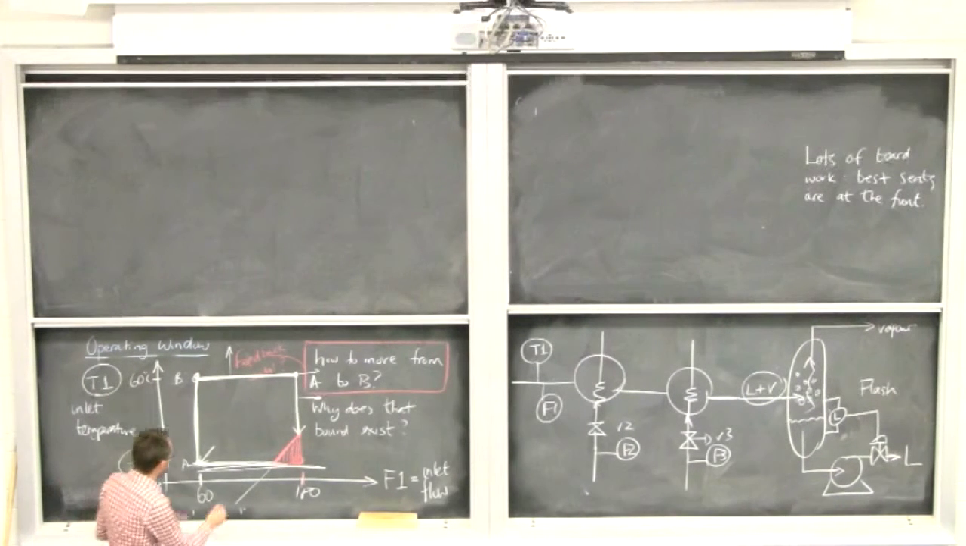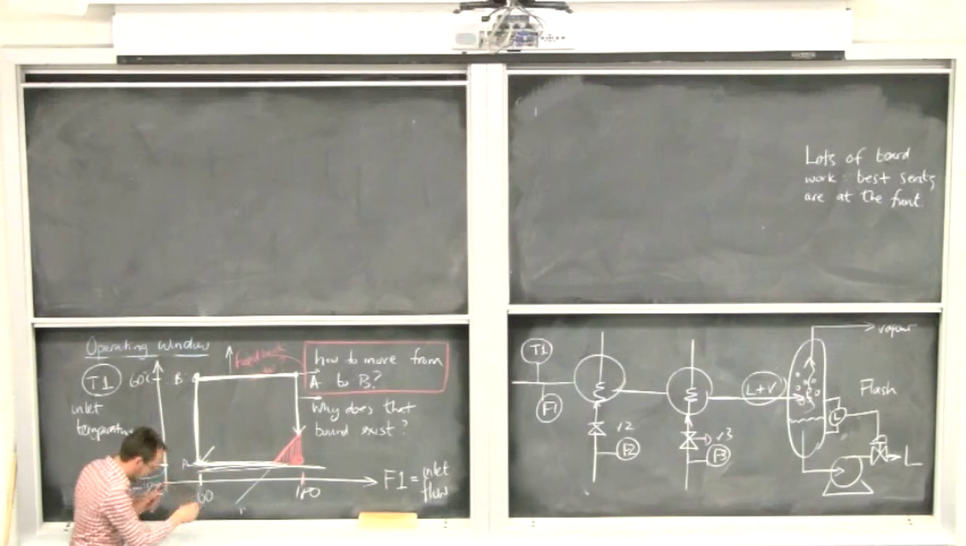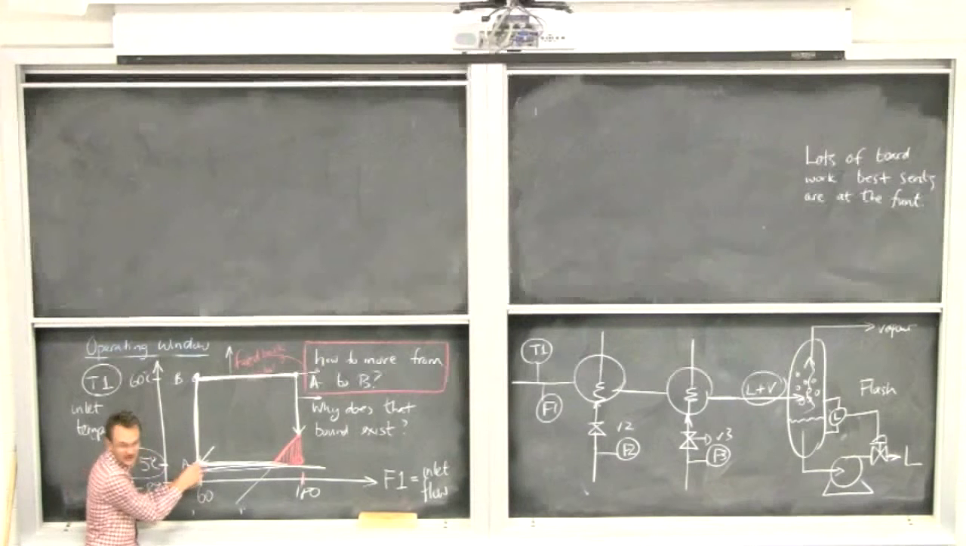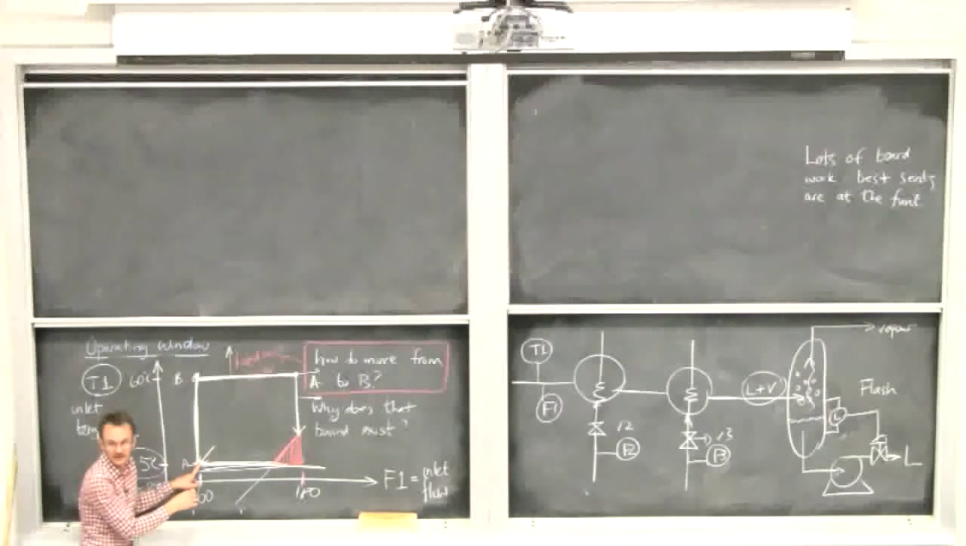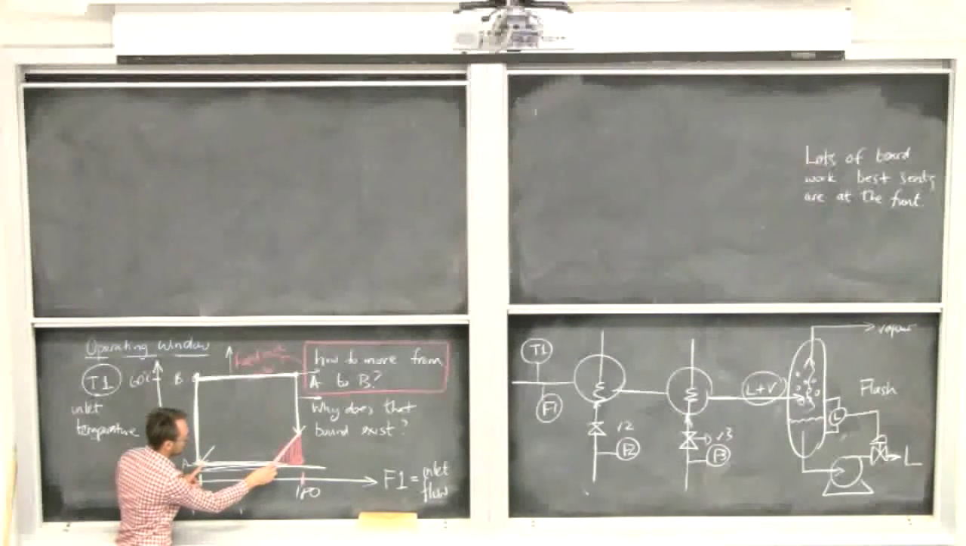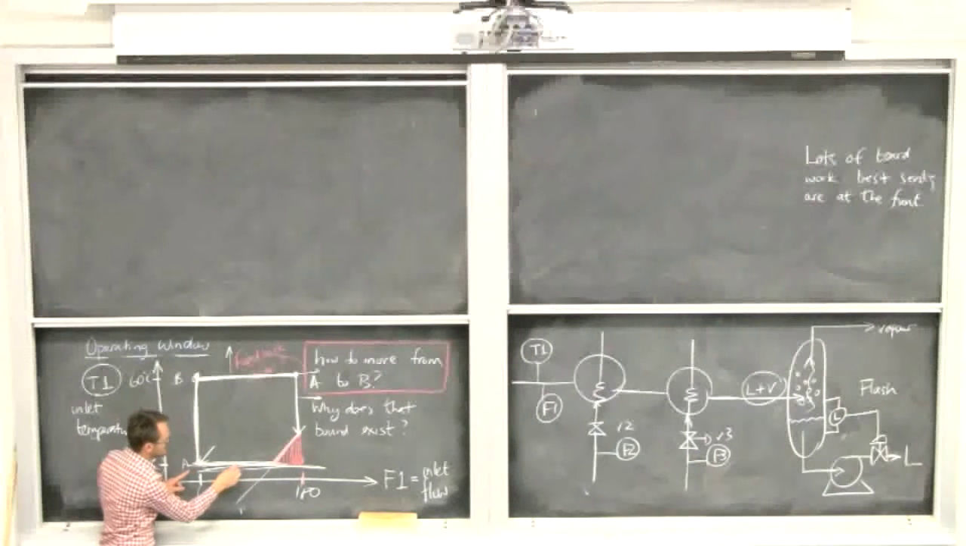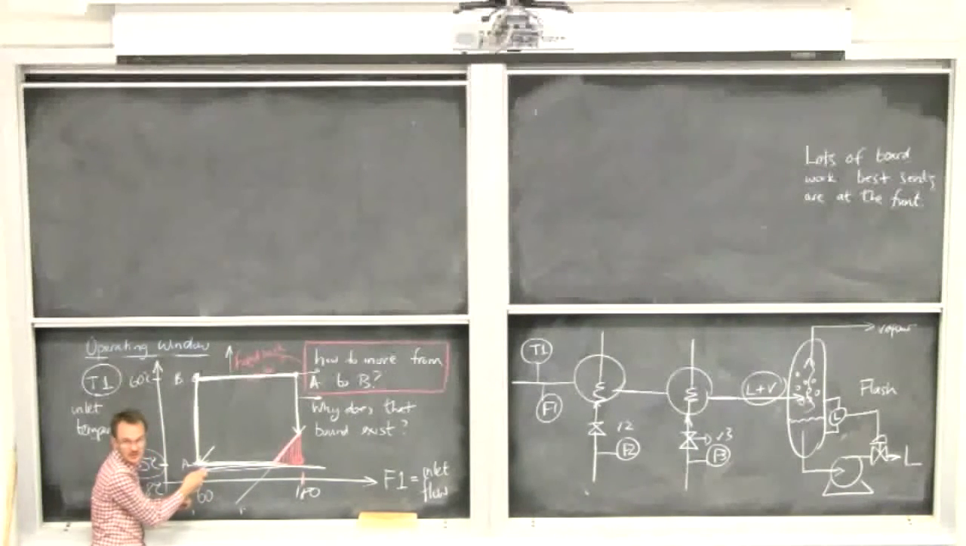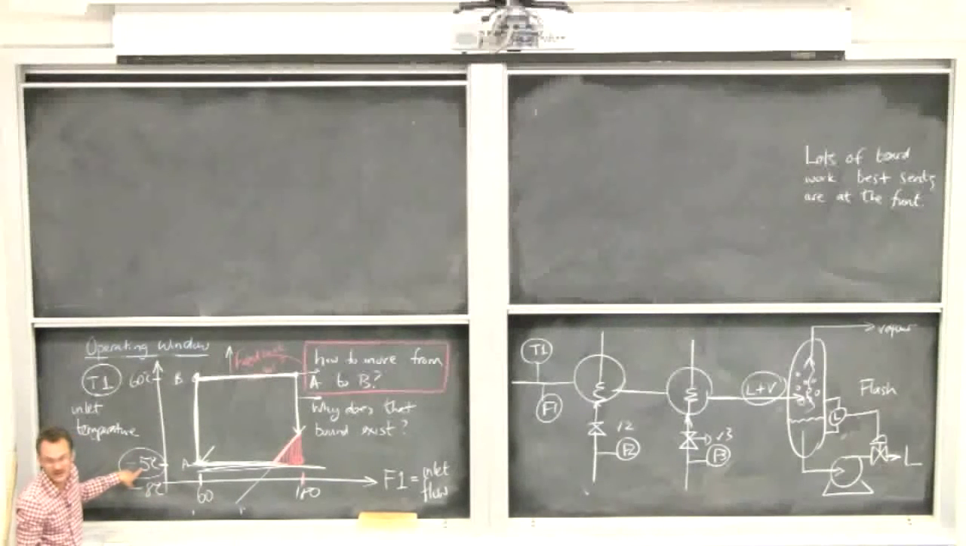So coming further down here, perhaps what I should have said earlier is that the valves are not 100% open here at point A. Okay, they could be something like 40, 50% open. So along this diagonal, the valves are 100% open. As your flow decreases, your valves start to shut and shut and shut because you don't need to provide so much energy to a really cold stream. Okay.